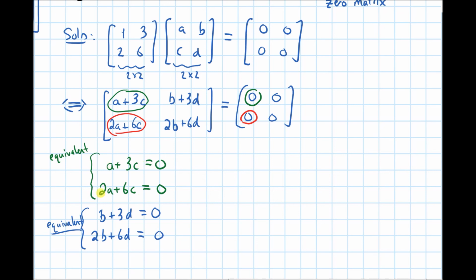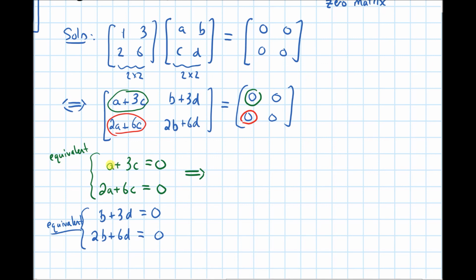The other thing that I want you guys to notice is that in the green equations, my only variables are a and c. In the blue equations, the only variables are b and d. So when I solve for a and c, I only need to work with the first two equations, because the second two equations don't tell me anything about a and c. So let's work with these two equations to figure out what a and c are. But because these two equations are equivalent, I only need to work with one of them.